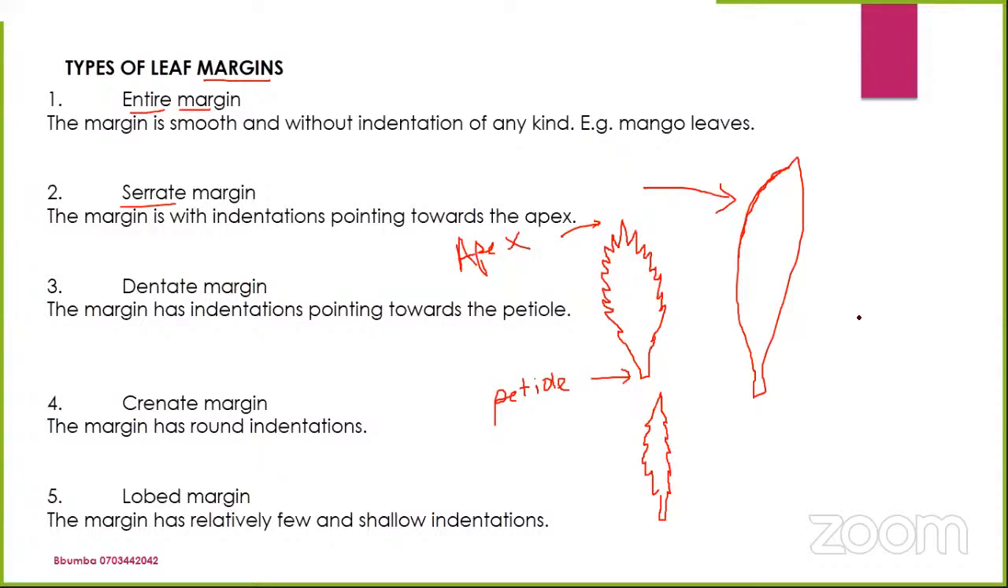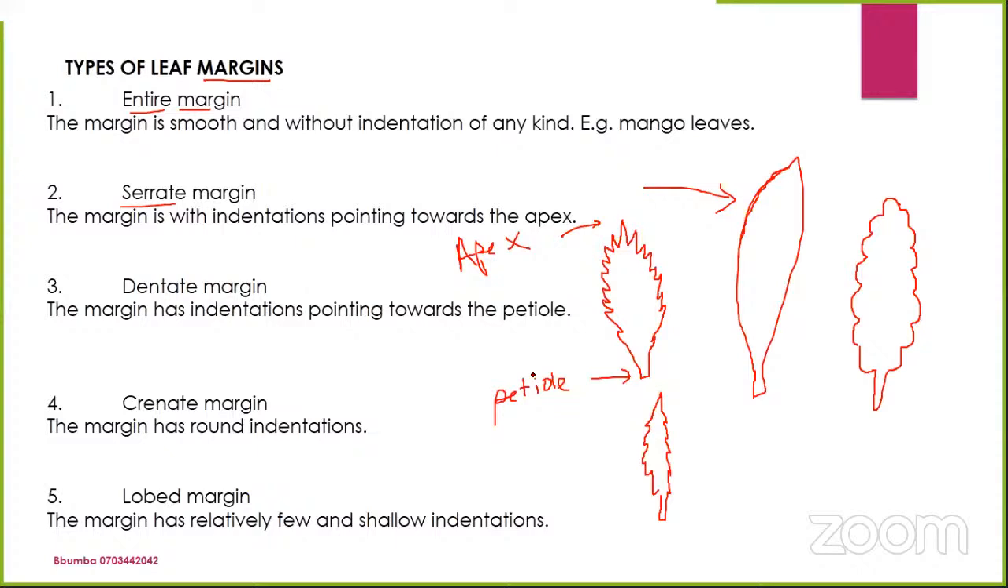Crenate, they are just smooth. Those are crenates. So if you find such a leaf which looks like that, that's going to be a crenate margin. It has a crenate margin, okay?